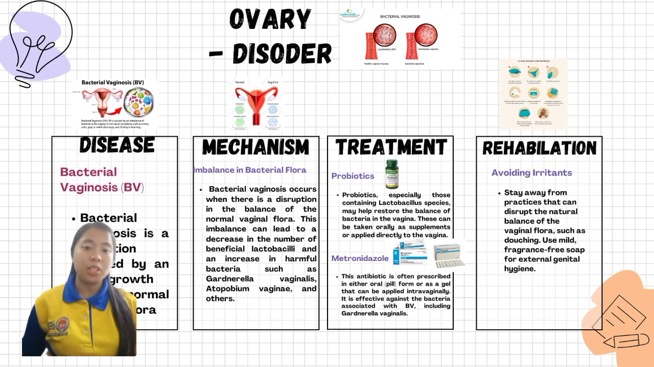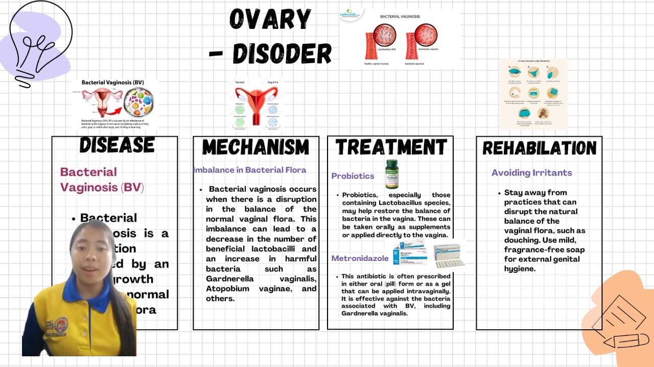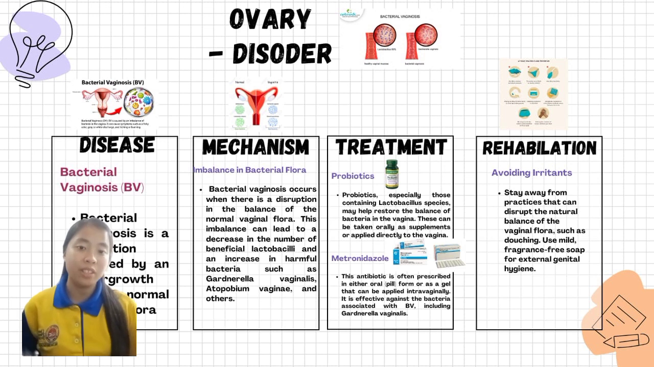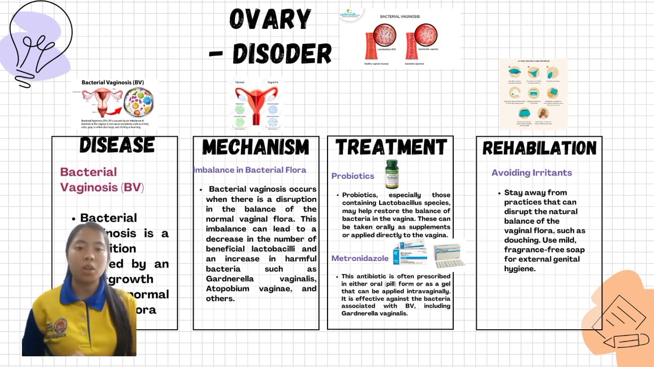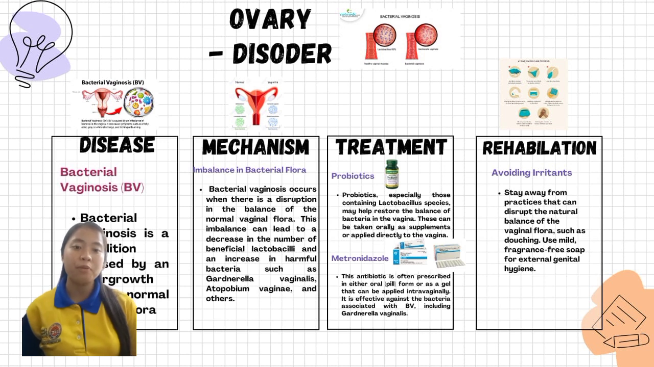The last component is disorder. The organ chosen is the ovary. For this disorder, the disease is bacterial vaginosis, that is BV. Bacterial vaginosis is a condition caused by an overgrowth of bacteria in the normal vaginal flora. The mechanism of this BV is imbalance in bacterial flora. Bacterial vaginosis occurs when there is a disruption in the balance of the normal vaginal flora. This imbalance can lead to a decrease in the number of beneficial lactobacilli and an increase in harmful bacteria such as Gardnerella vaginalis, Atopobium vaginae, and others.